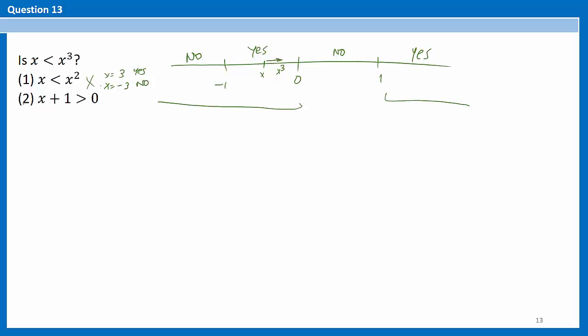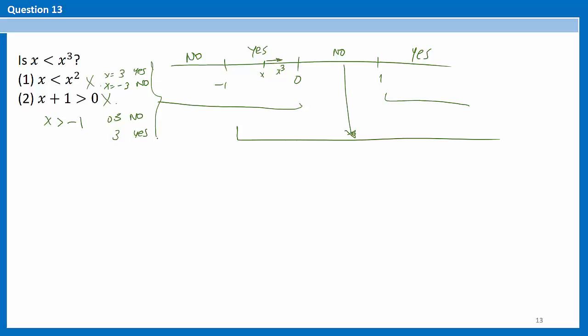Okay. Statement 2 says that x is greater than -1, so it's all of this, but there is a no that is overlapping, so x could be 0.5, and then it would answer no. And it could also be 3, for example, and it would answer yes, so it's not sufficient.